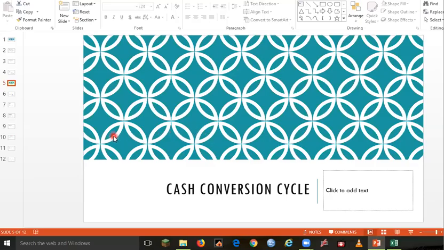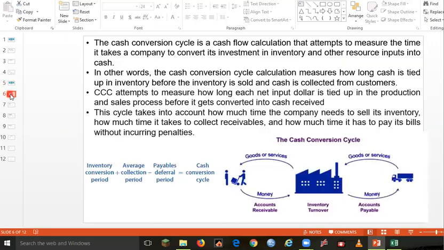This class is about cash conversion cycle. The cash conversion cycle is a cash flow calculation that attempts to measure the time it takes a company to convert its investment in inventory and other resource inputs into cash. In other words, the cash conversion cycle calculation measures how long cash is tied up in inventory before the inventory is sold and the cash is collected from customers.